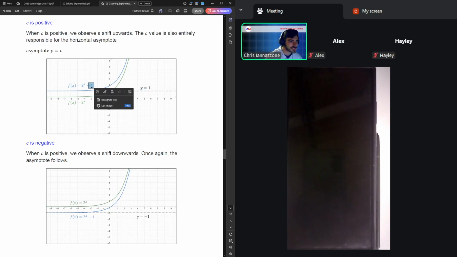Yes, it's a vertical translation, and you can think of it that way, but as far as the mathematical reason why it does that, it's because this term is approaching 0, whereas this is just a constant. It'll always be 1.